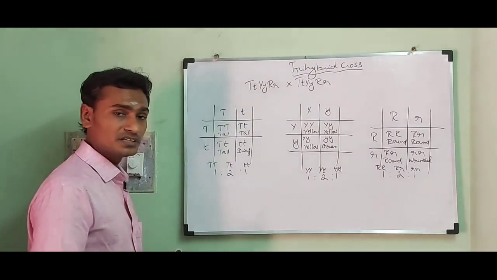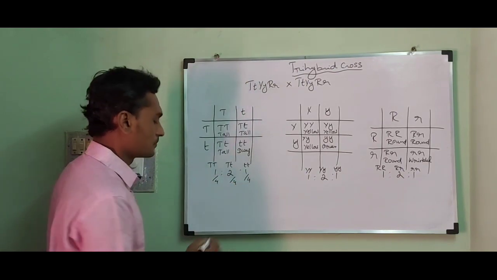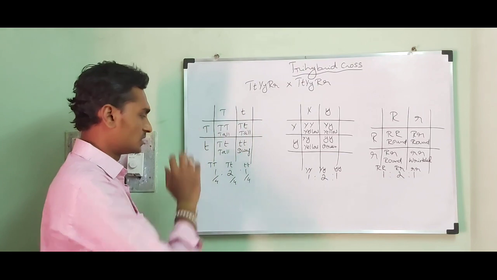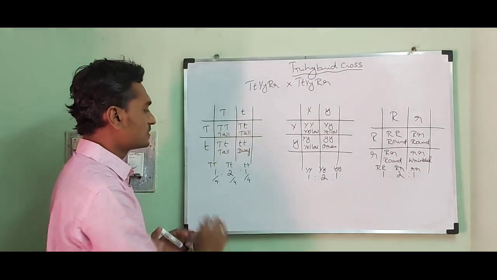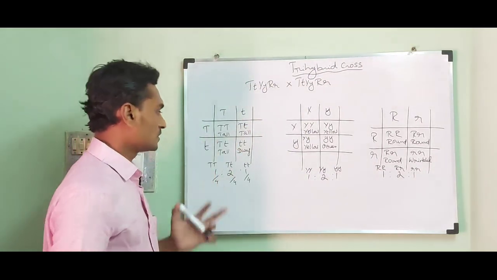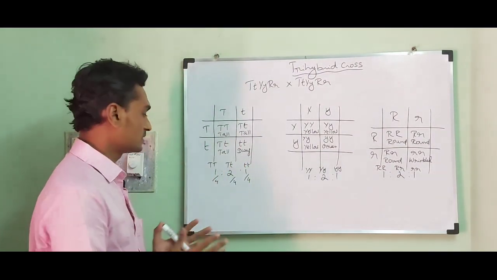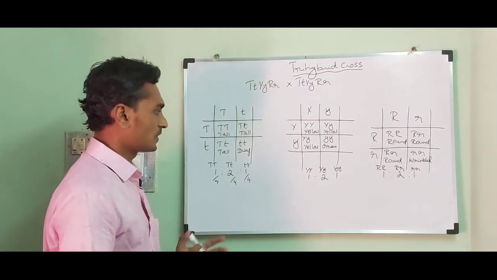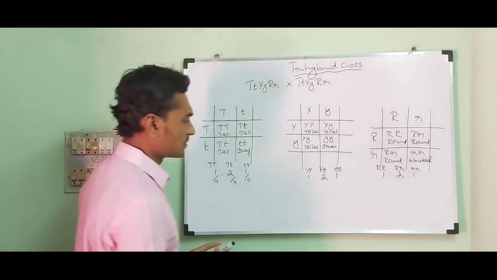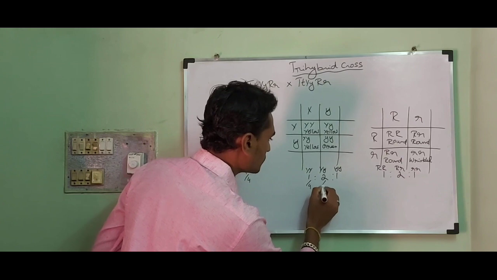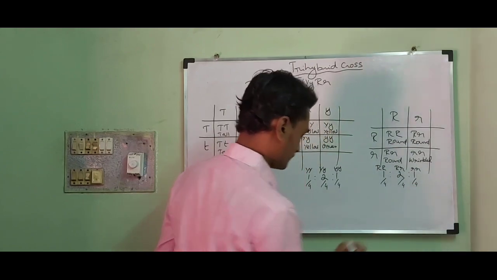Now it can be written as 1 by 4, 2 by 4, 1 by 4, because among the 4 individuals the homozygous dominant is only 1. Among the 4 individuals the heterozygous dominant is only 2. Among the 4 individuals the homozygous recessive is only 1. So we can write it as 1 by 4, 2 by 4, 1 by 4. And also we can write the other phenotypic ratio, 1 by 4, 2 by 4, 1 by 4.